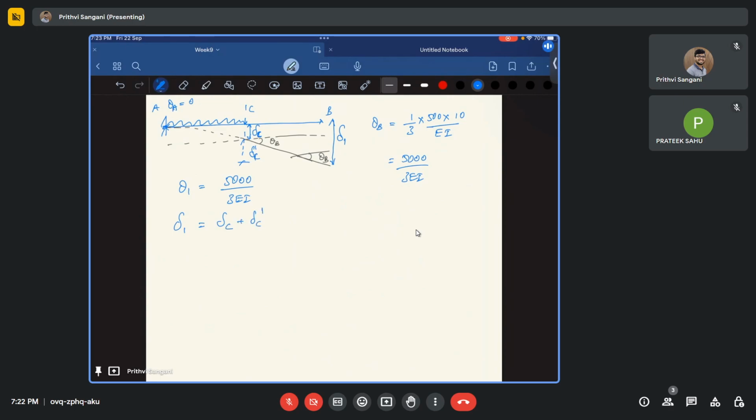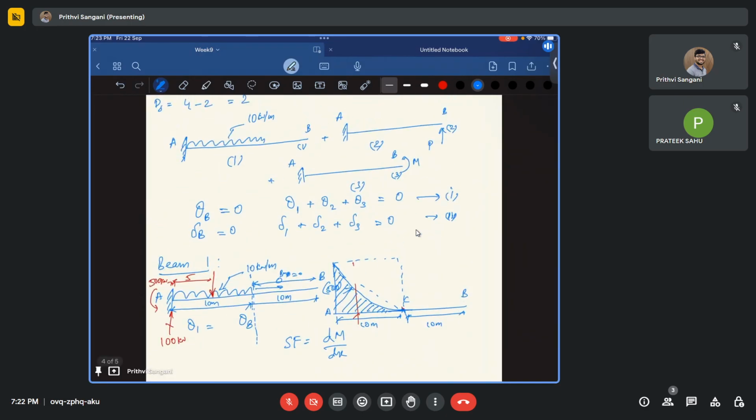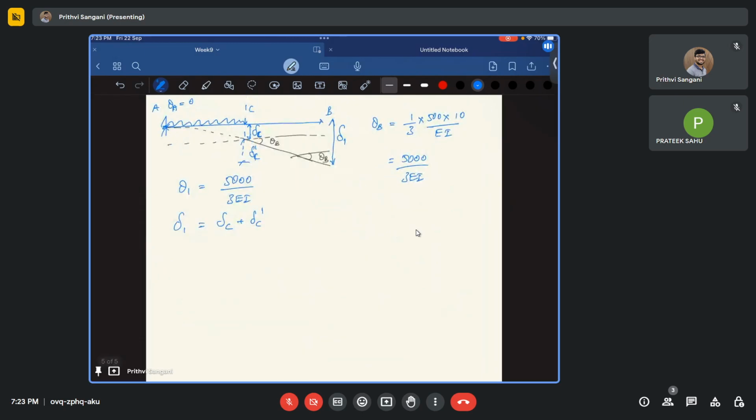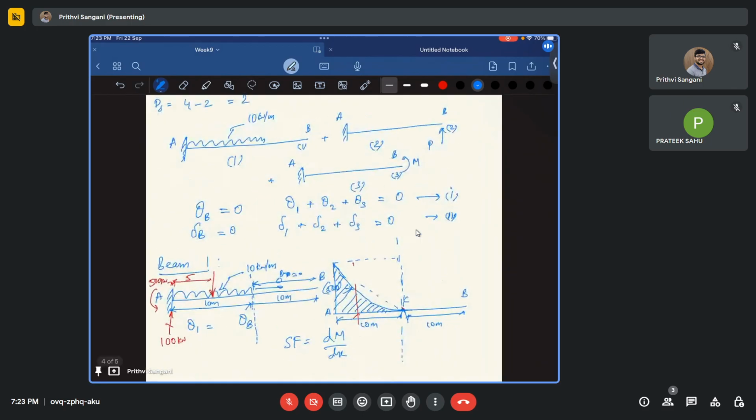So how do we find delta C? Again using BMD we can find delta C. Delta C is nothing but the moment of the area of the bending moment diagram about the point C. So delta C is going to be, what is the area? 1 by 3 times 500 times 10 by EI. Now what is the distance of this centroid?